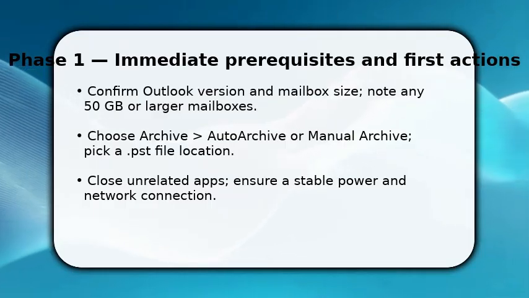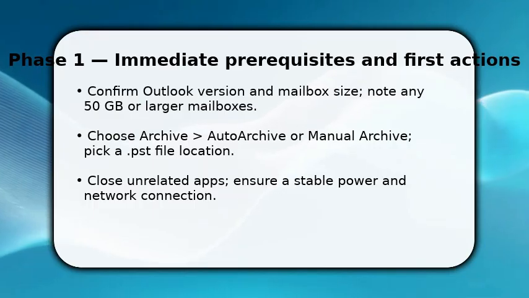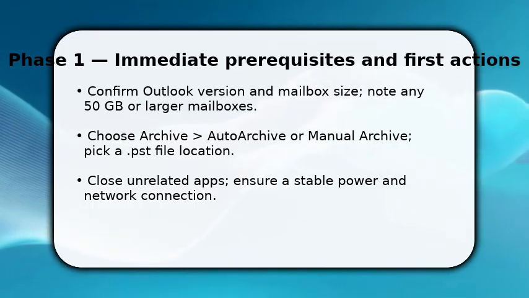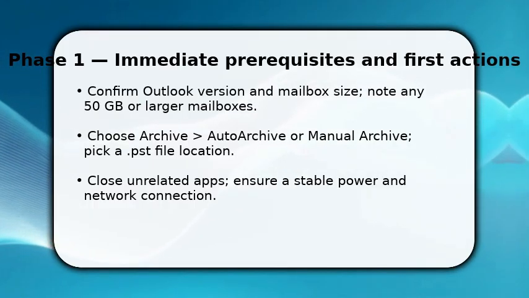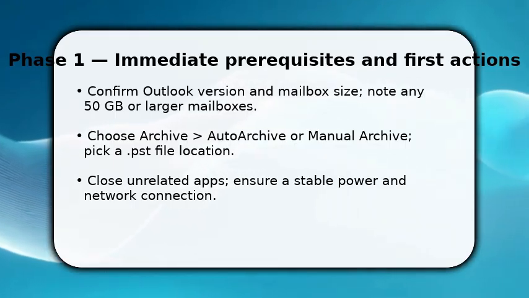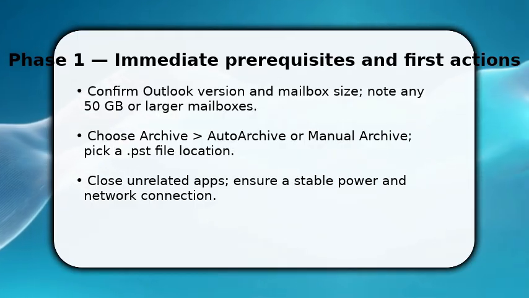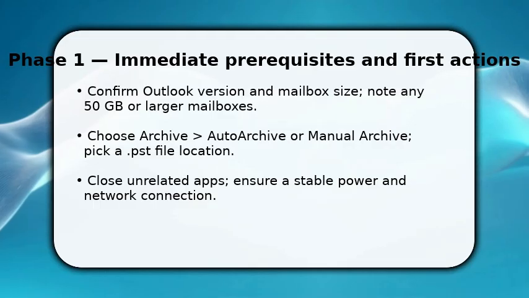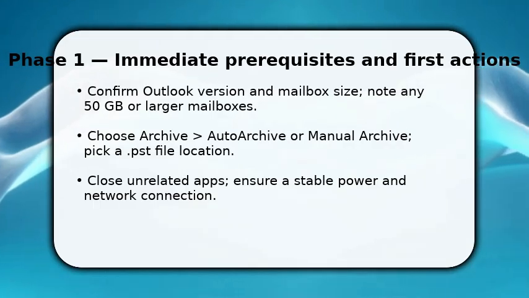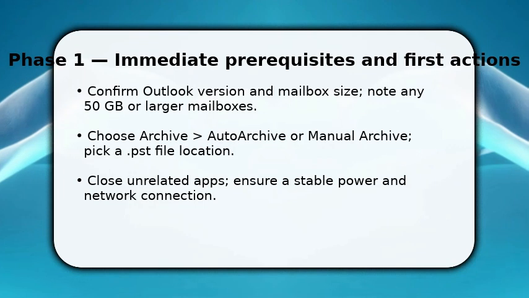You begin by verifying Outlook version and mailbox size because that determines archive options and limits. Once ready, open File, Tools, Mailbox Cleanup, then select Archive to start. Pick whether you want Auto Archive to run on a schedule or a manual archive now, and choose or create a PSD file on a local drive. This keeps mail accessible offline. Make sure to close large attachments or move them to reduce the archive time.